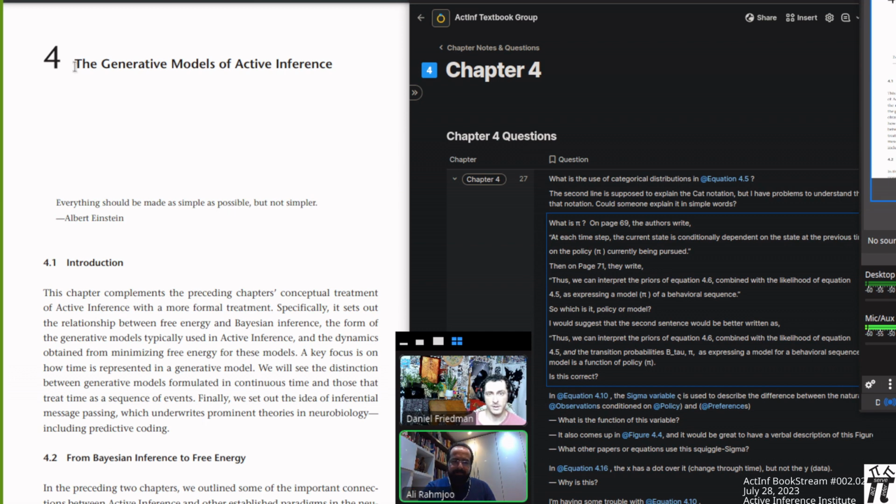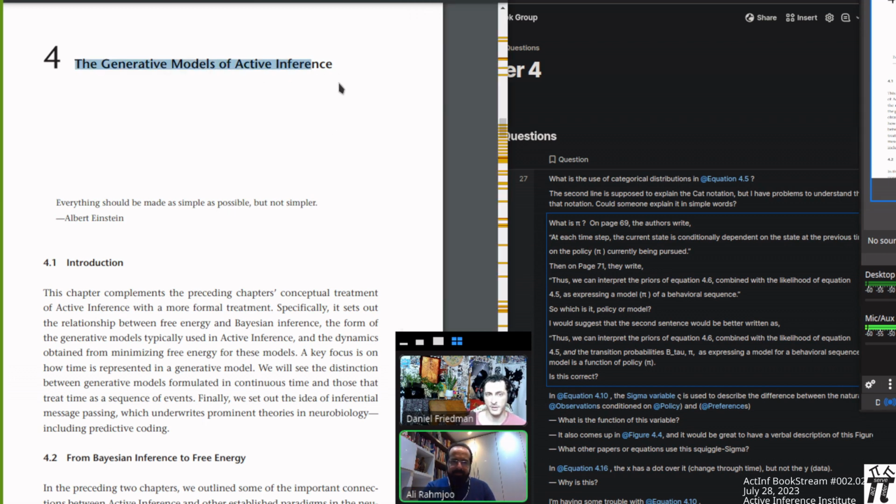Chapter 4 is called The Generative Models of Active Inference, and it begins with a quotation, "Everything should be made as simple as possible, but not simpler," by Albert Einstein. Ali, what is your overview, thought, or warning for Chapter 4?